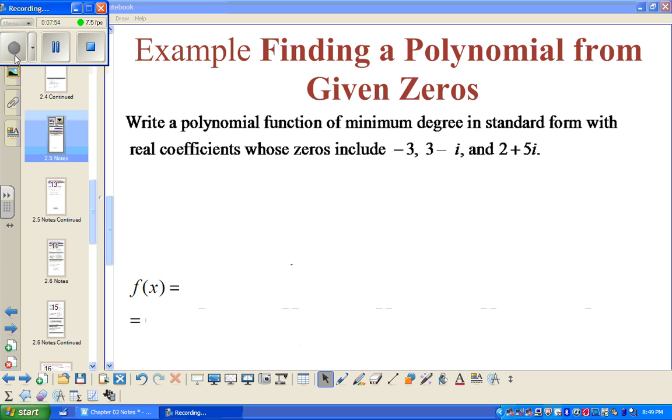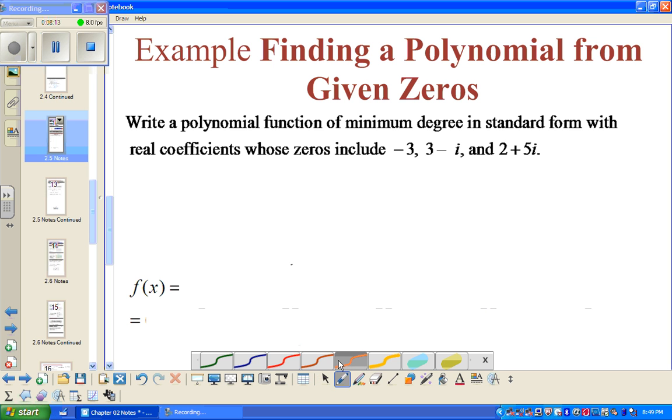So here's an example of finding a polynomial from given zeros. I want you to write the polynomial function of minimum degree in standard form with real coefficients whose zeros include negative 3, 3 minus i, 2 plus 5i. When we're talking about minimum degree, the zeros that you find here are only going to be used once, unless stated otherwise.